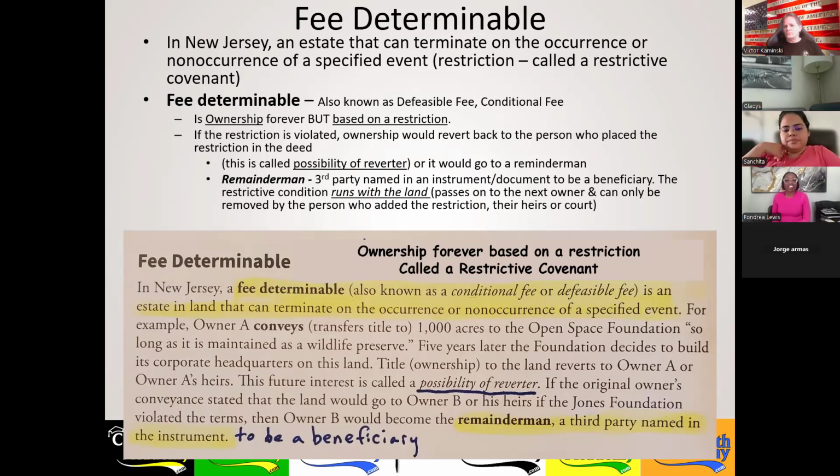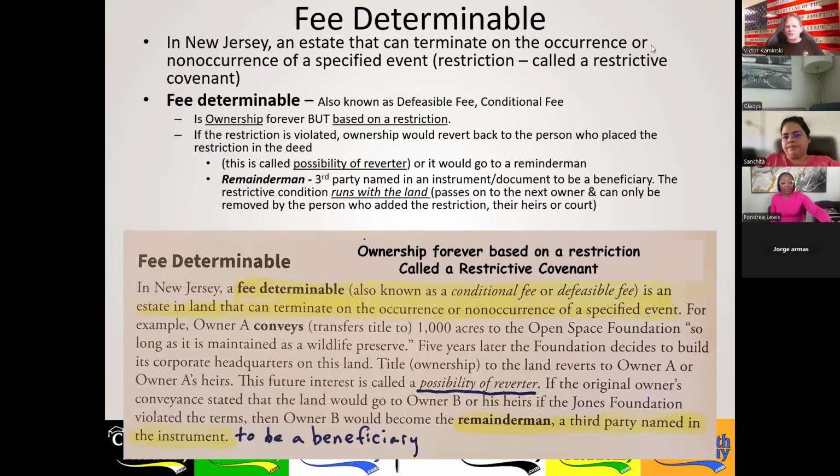If they do. Yes. So yeah, it's an estate that can terminate on the occurrence or non-occurrence of a specified event, some sort of a restriction called a restrictive covenant. And only private parties can place restrictions in deeds. Governments cannot do that. They've got their own powers for zoning, for example.